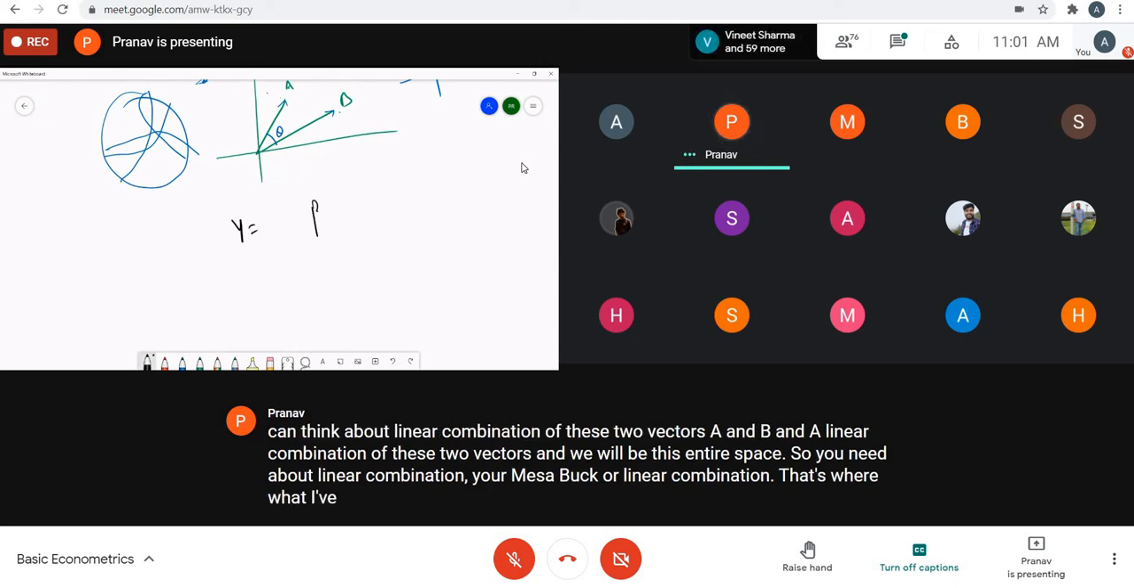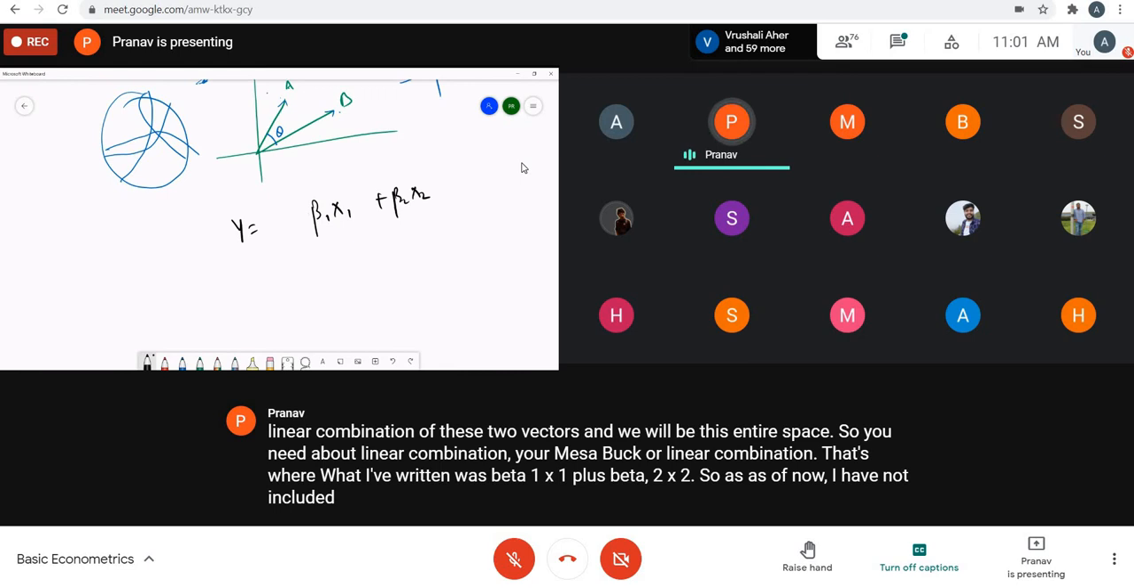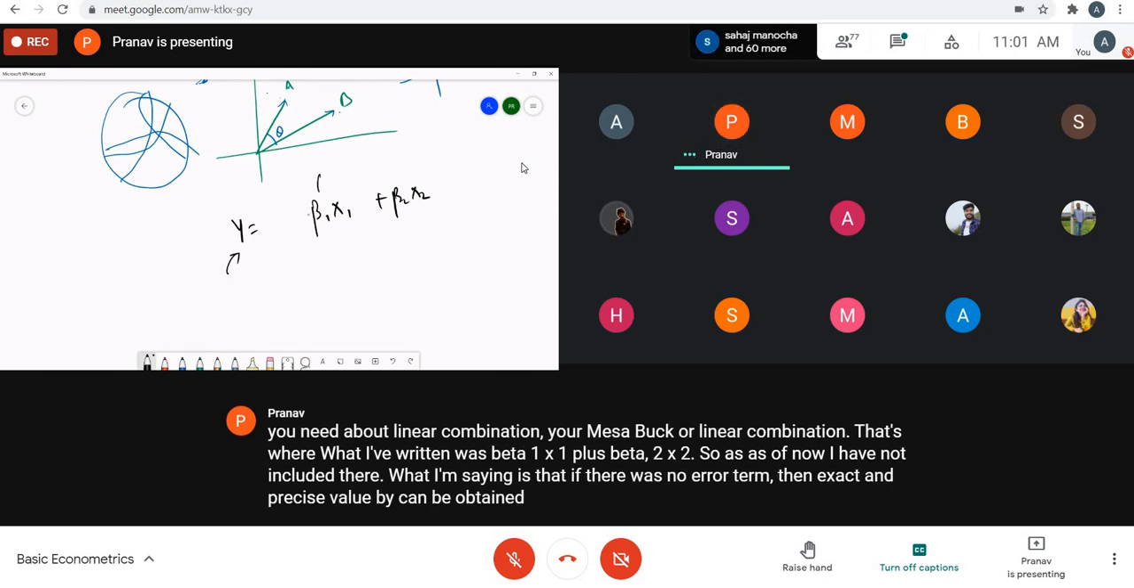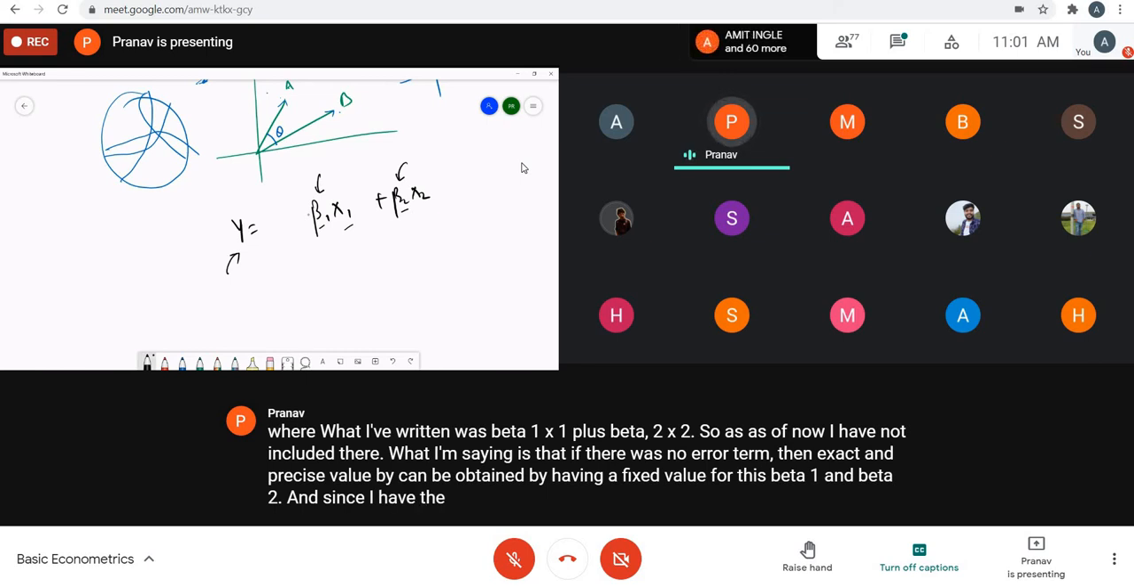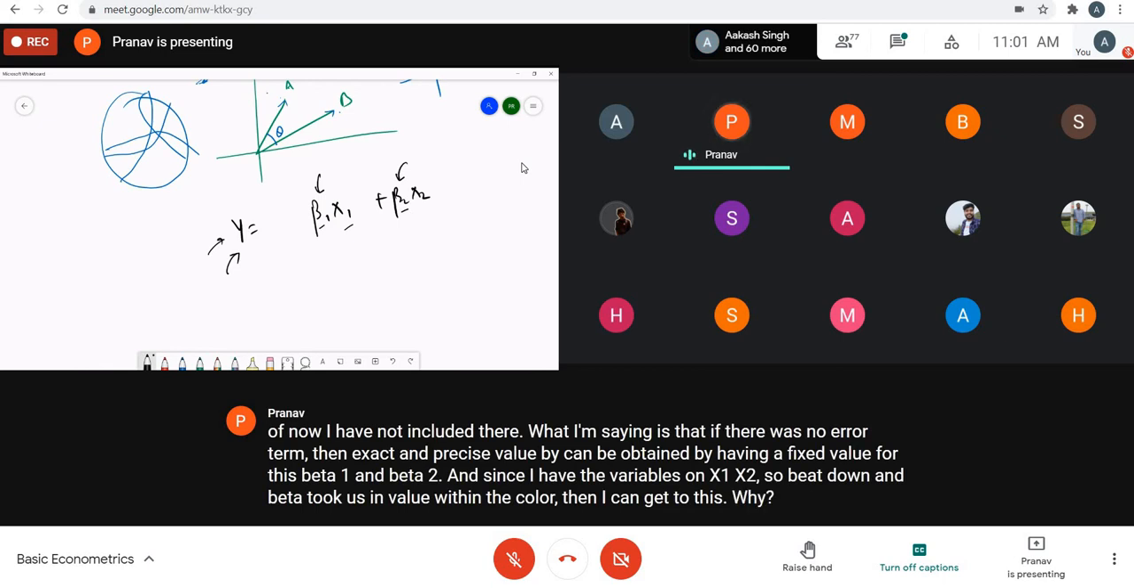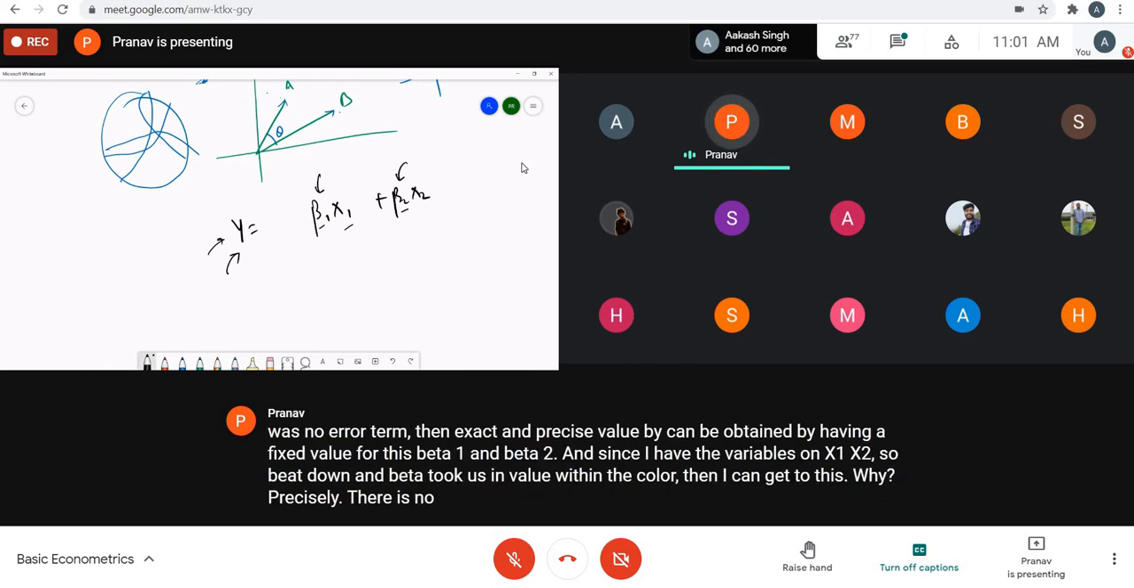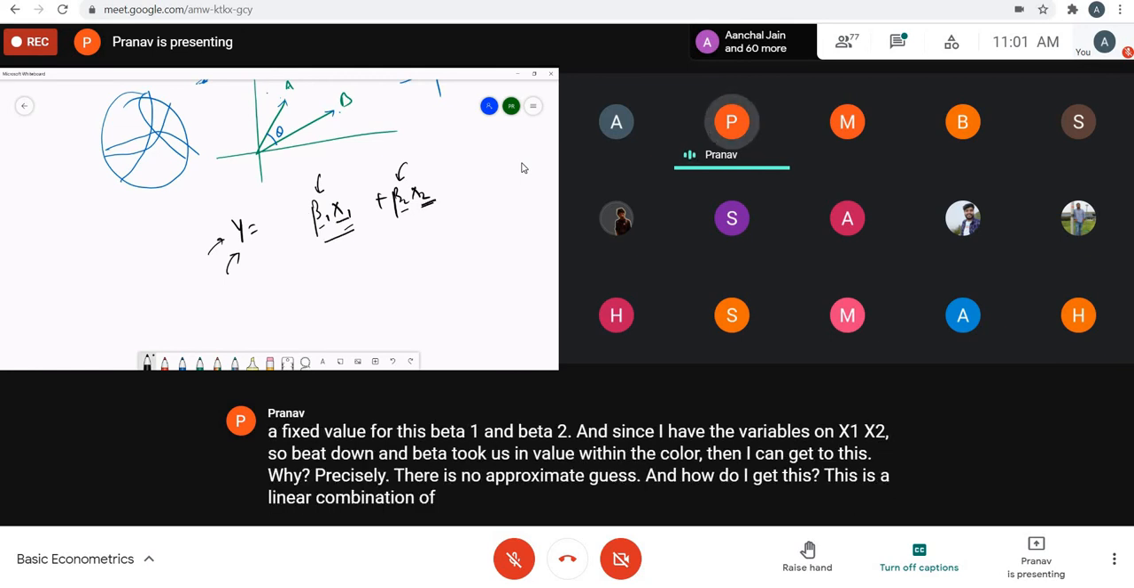what I had written was beta 1 x1 plus beta 2 x2. As of now, I have not included the error term. What I am saying is that if there was no error term, then the exact and precise value of y can be obtained by having a fixed value for this beta 1 and beta 2. And since I have the variables x1 and x2, I only need to find the values of beta 1 and beta 2, then I can get to this y precisely. There is no approximate guess. And how do I get this? This is a linear combination of x1 and x2.